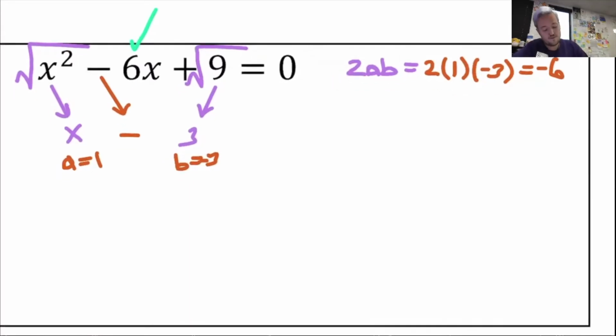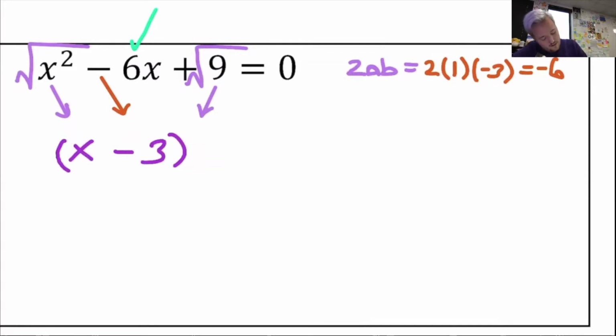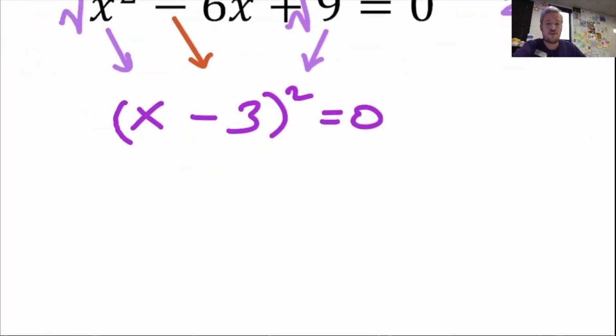So what I'm going to do to make this more understandable, your binomial here is going to be x minus 3 squared equals 0. So this is a perfect square trinomial. All right, so now I want to solve this equation here for x. So this one's a little bit simpler, believe it or not, because you don't actually have to do grouping.